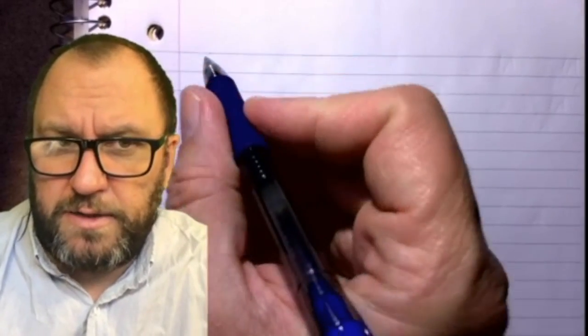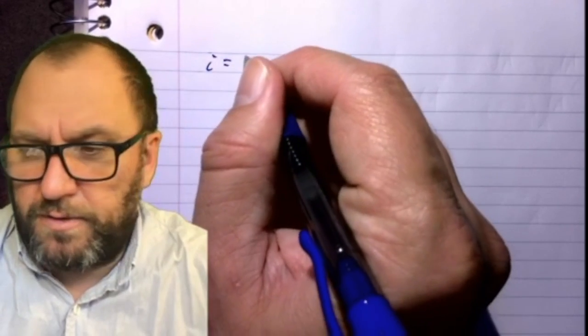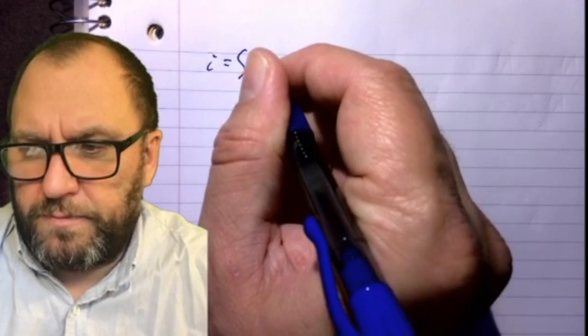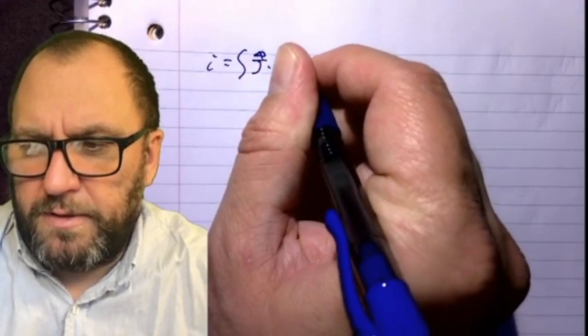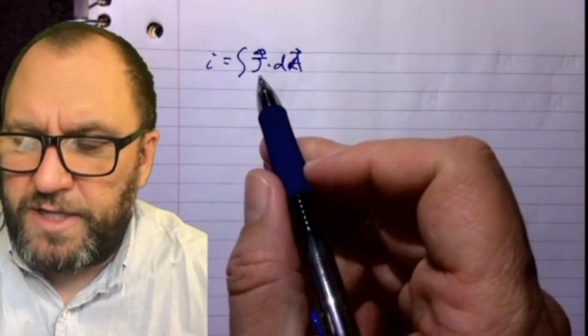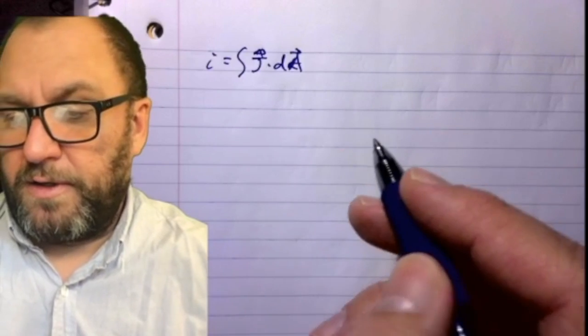Let's talk about current density. Current density is like current, but it's actually a vector. Let's start with the integral: I equals the integral of J dot dA. J is a vector, and dA is also a vector.